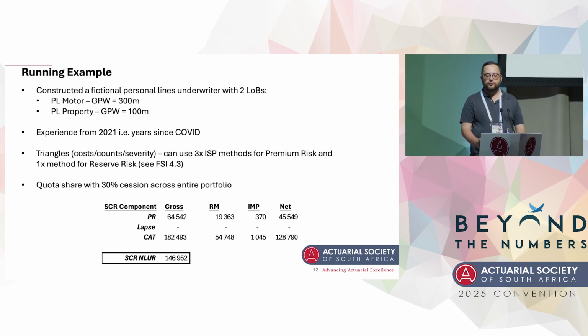Recently I've heard that there's been some more interest in that. Anyway, this is what your SCR for this particular book looks like. Premium and reserve risk is about a third of the size of catastrophe risk. We've assumed a 30% quota share across the entire portfolio. That gives you this risk mitigating impact, some impairments, and then you have a net non-life underwriting risk charge of about 146 million rand.